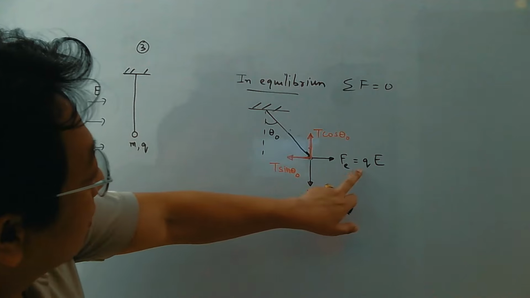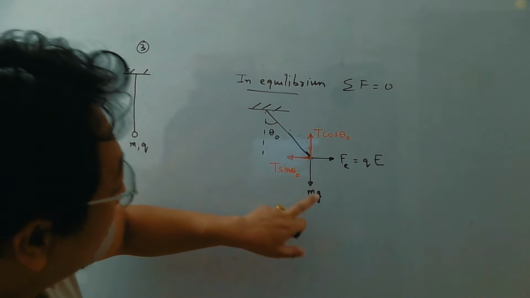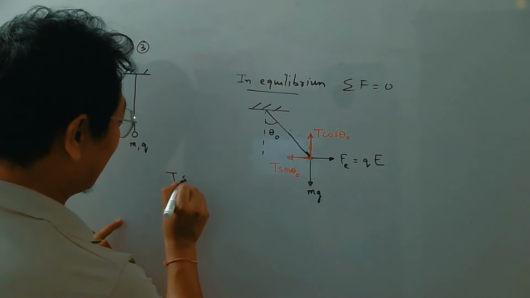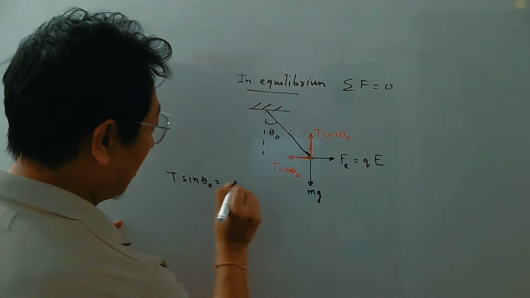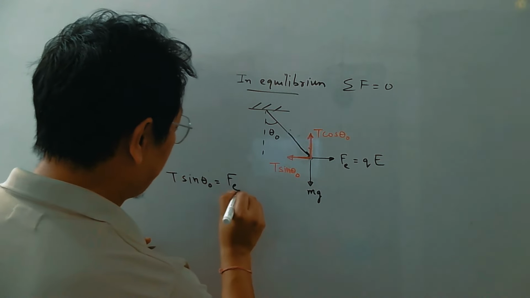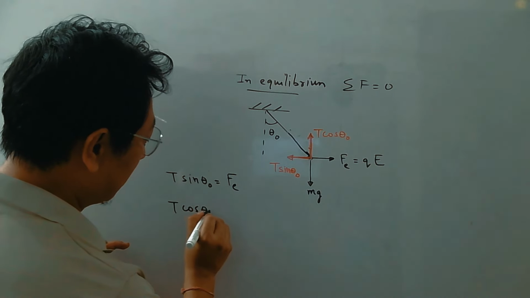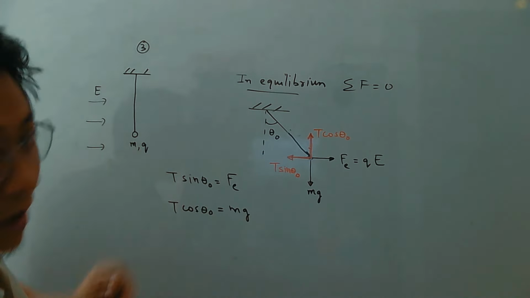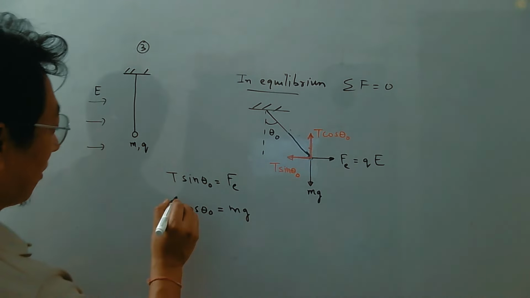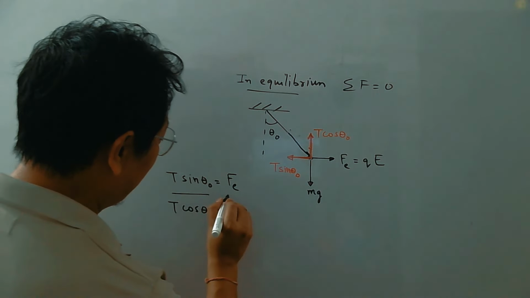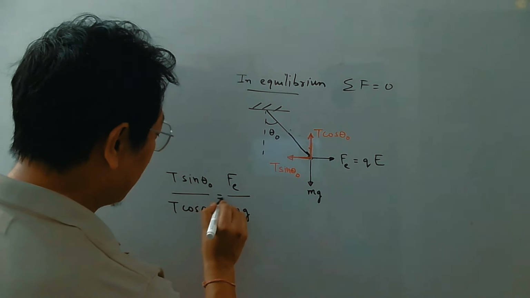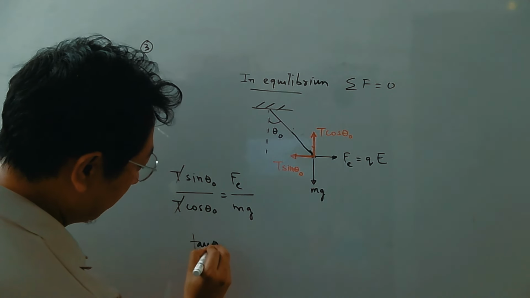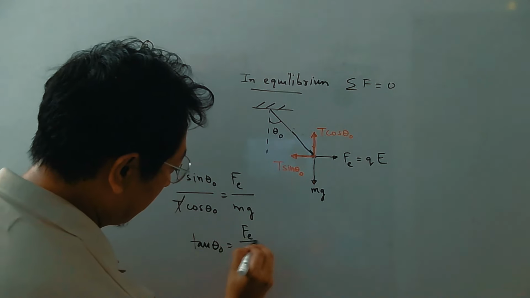So who will balance this force? T sine theta. And who will balance mg? T cos theta, right? So along this axis, T sine theta naught will balance the electrostatic force Fe, and T cos theta naught will balance the gravitational force mg. We want the angle, so we don't want T, so let us divide the two equations. T will cancel. So now sine by cos will give you tan theta naught equals Fe by mg.